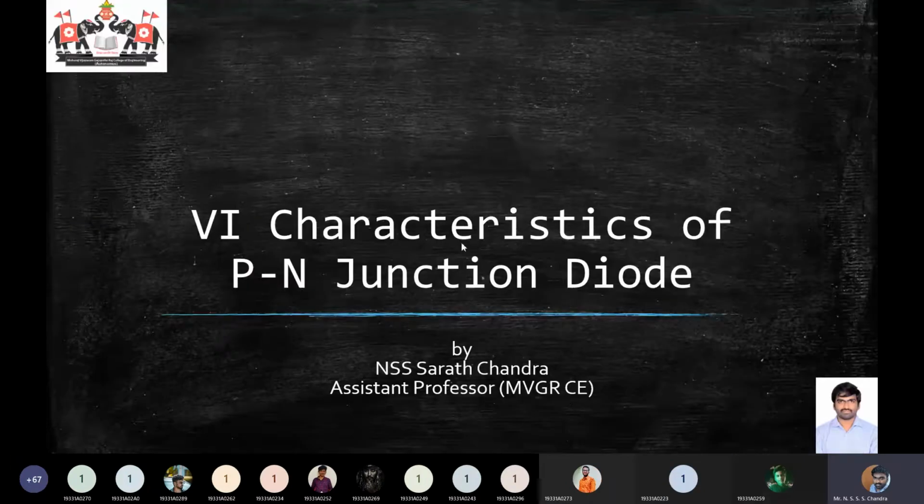Good afternoon, everyone. So, in the last class, we have seen how the PN junction diode operates in forward bias and reverse bias. We have seen that in forward bias, the height of the potential barrier is going to reduce, and the width of your depletion region is also going to decrease. And in the reverse bias, the width of the depletion region is going to increase, and the height of the potential barrier is also going to increase.